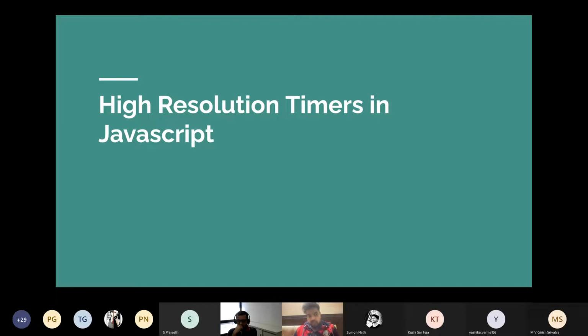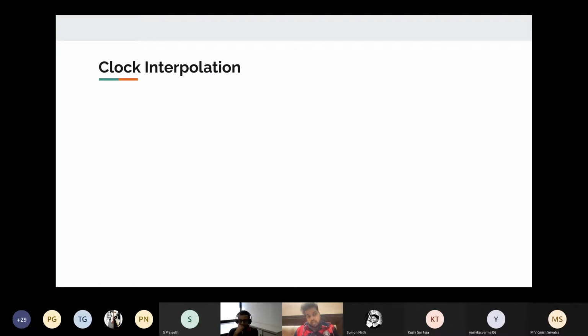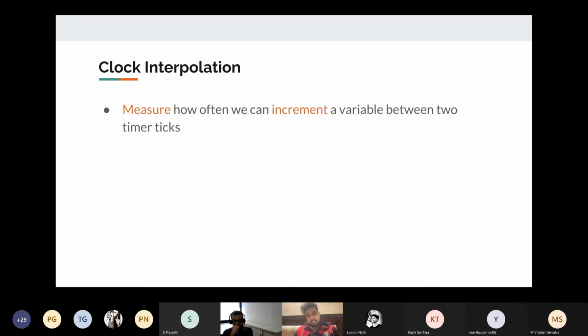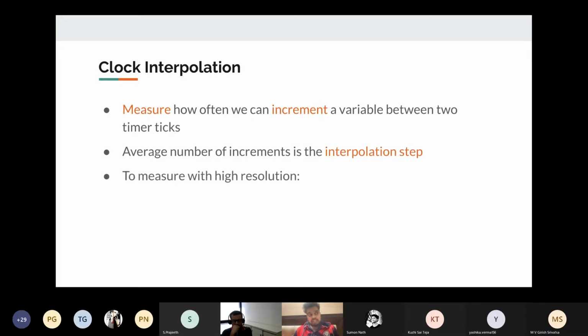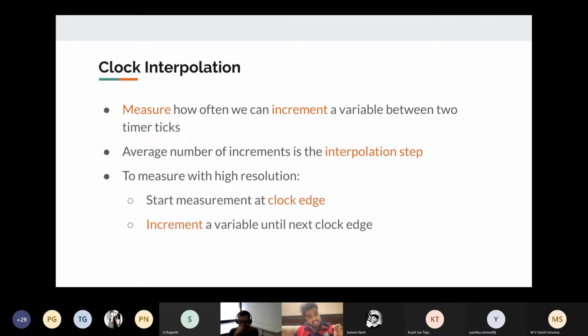Now coming to the second part: some high resolution timers which are built using JavaScript. The first one is clock interpolation. Basically, you have a clock, and you increment a variable between the clock edges. You start a counter at the start of the clock and increment a variable until the next clock edge. We repeat this step, say 10 times in a loop, to get an average number of increments in one clock cycle. Using that we get the timing of one increment operation, which gives us accuracy up to 500 nanoseconds.